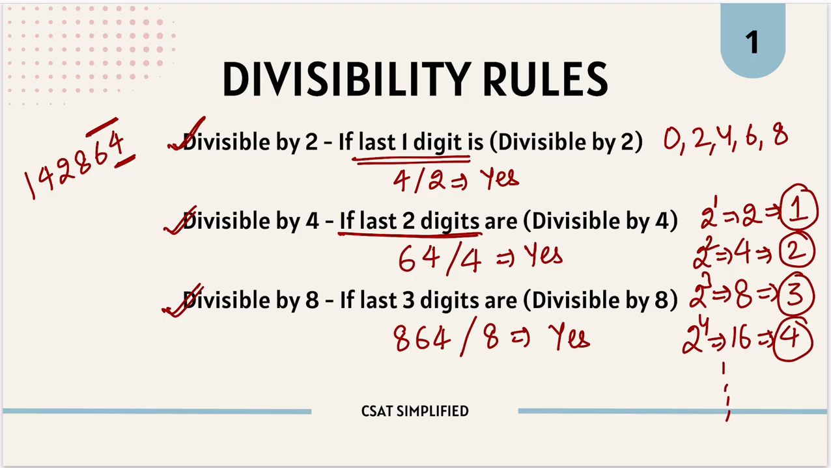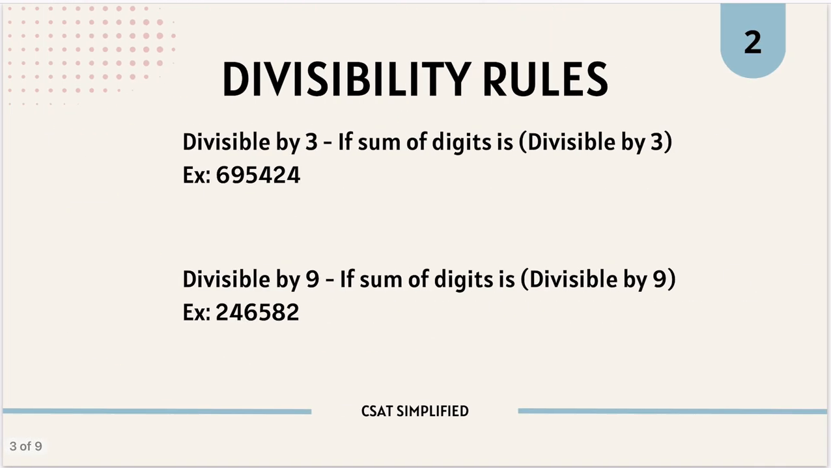So, this is the easiest divisibility rule. It works for any power of 2, like 2, 4, 8, 16. So if you know one, you know all. Correct? Now moving on to the next one, the divisibility rule of number 3.